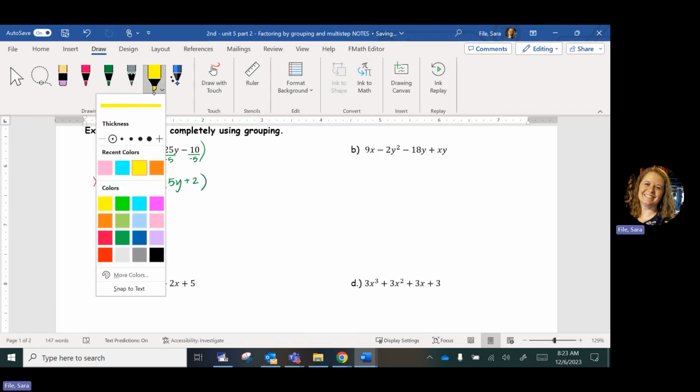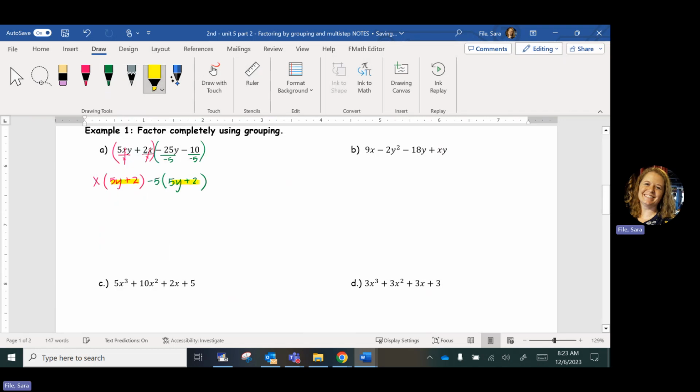All right, are we on the right track? Are our leftovers the same? They are, so that's a good sign, and that 5y plus 2 is a factor. And then what's the second factor going to be? It's bringing that GCF of each of those together, so x minus 5. So we bring the x minus 5 together, and we have that binomial that was the same.